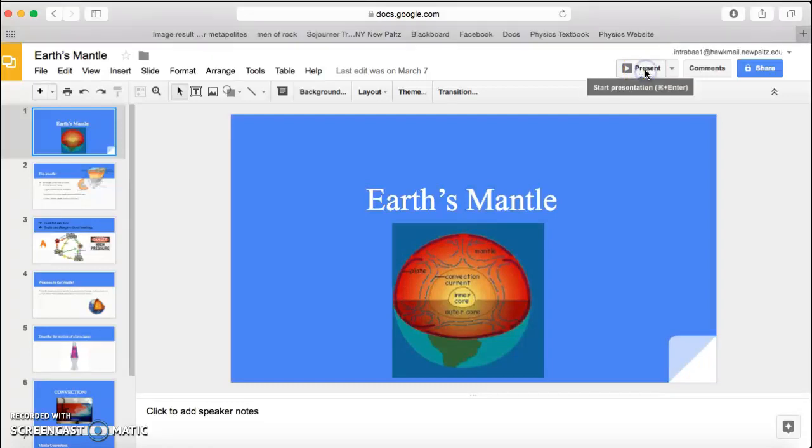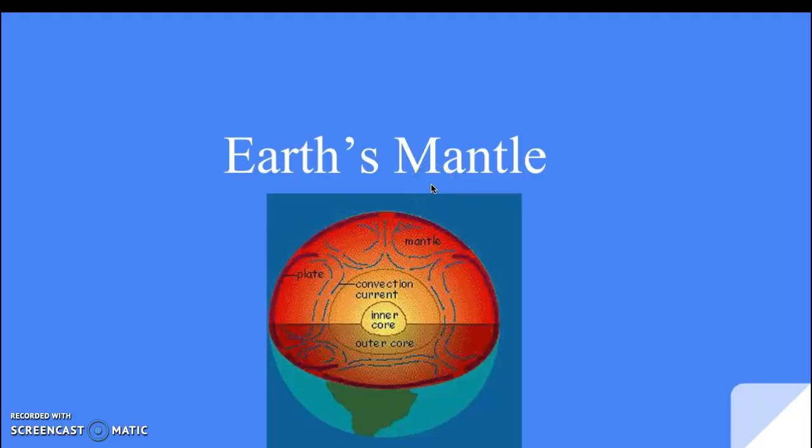Hello everyone. Today we'll be doing the second mini lesson. This is on Earth's mantle. Earth's mantle is the second interior layer of the Earth, represented by these flowing motions. We will talk about that.